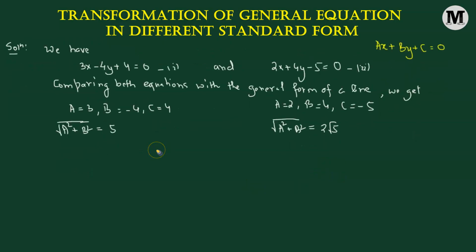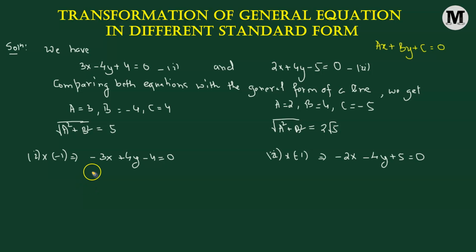So we are going to take equation number 1 and multiply throughout by negative 1, which gives us negative 3x plus 4y minus 4 equals 0. Similarly, we take equation number 2 and multiply throughout by negative 1. That gives us negative 2x minus 4y plus 5 equals 0. Let's call this equation number 3, and the other one equation number 4.